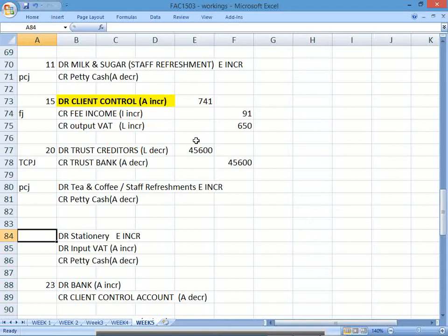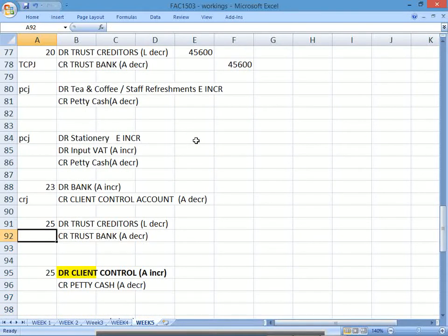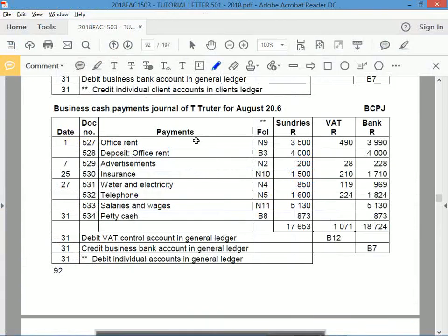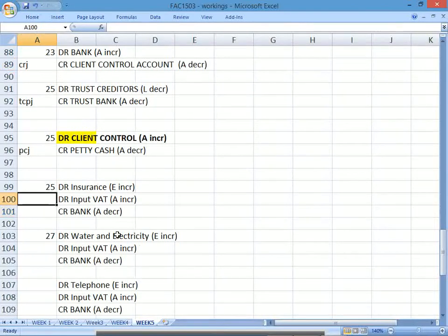Okay, here's another petty cash journal. Client control bank going up. That's the cash receipts journal that we saw earlier. Trust bank going down. That would have been the trust cash payments journal. Petty cash journal. Okay, there we go. More banks. So 25, there's 25. Okay, now we're looking at the rest. Okay, so we are at the right spot. Okay, business cash payments journal.